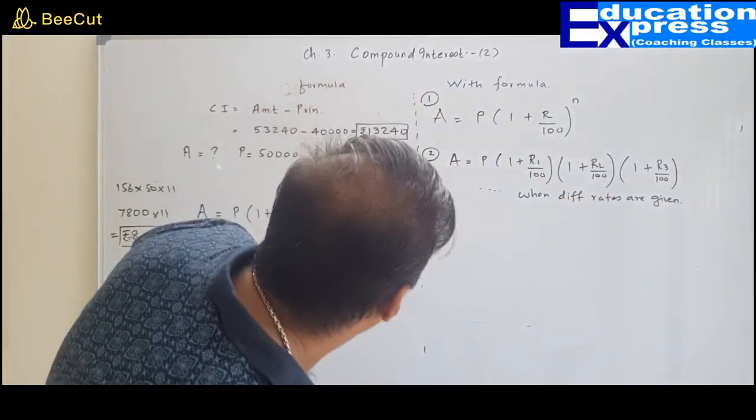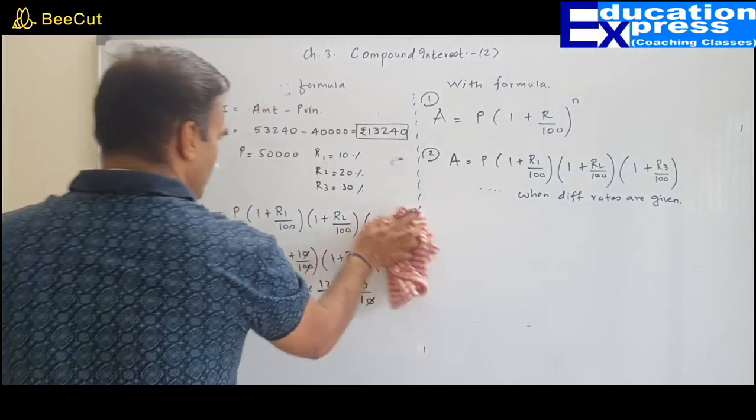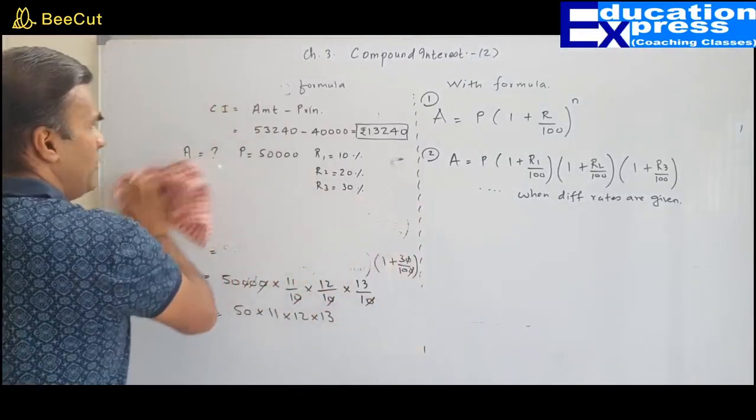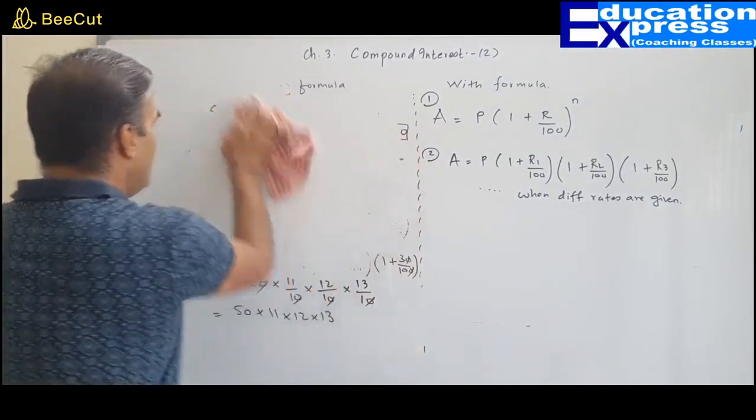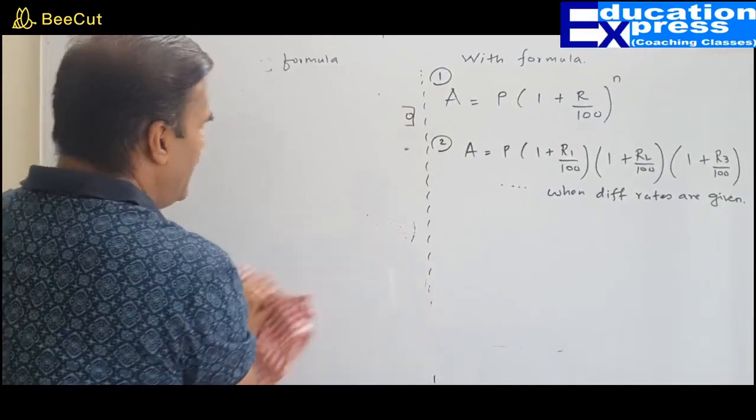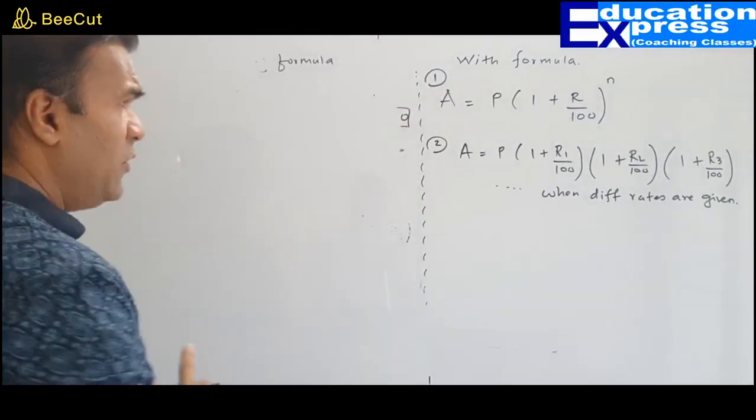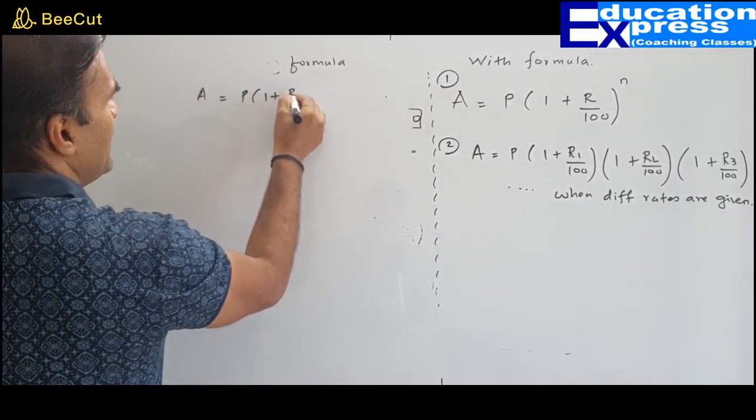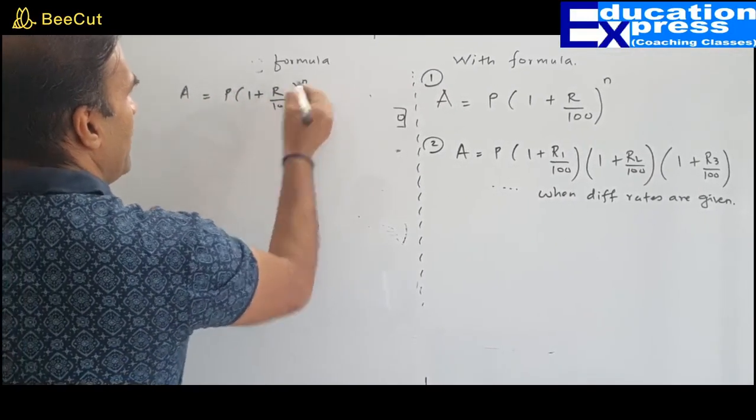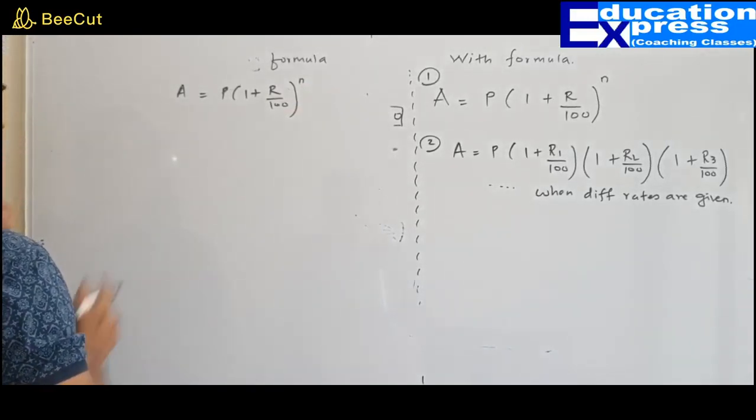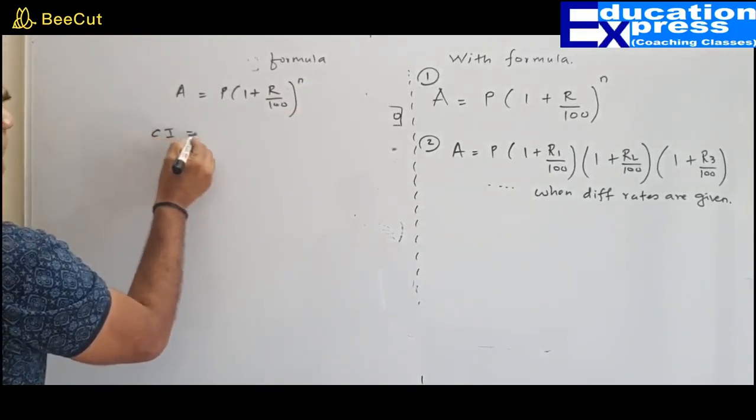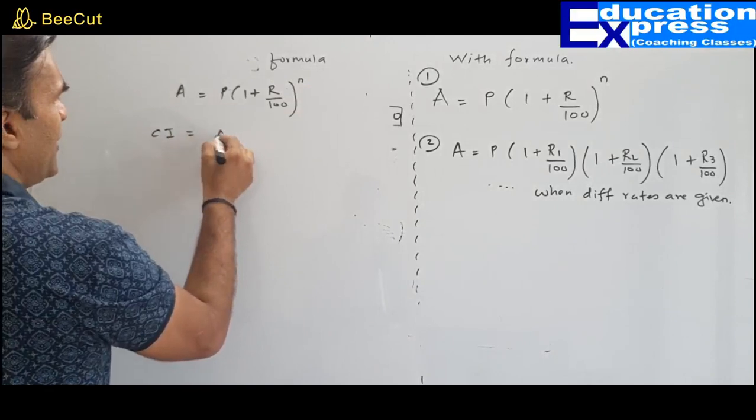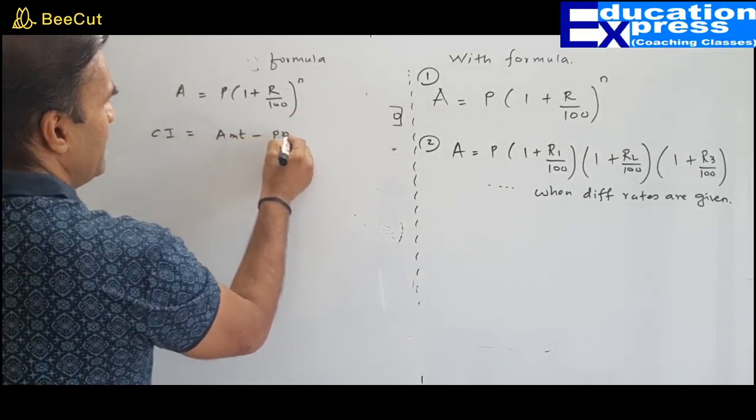Alright, acha. One more thing I would like to discuss with you. Even that is a very interesting part of the whole chapter. That is, if you want to find out only the interest. As we know, the formula for amount is P into 1 plus R upon 100 raised to n. In case I want to find out only the interest, what will it be? So interest would be amount minus principal.